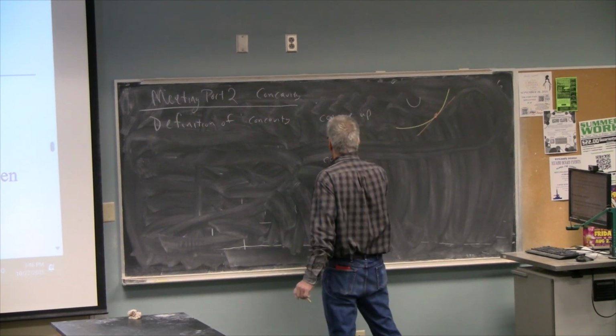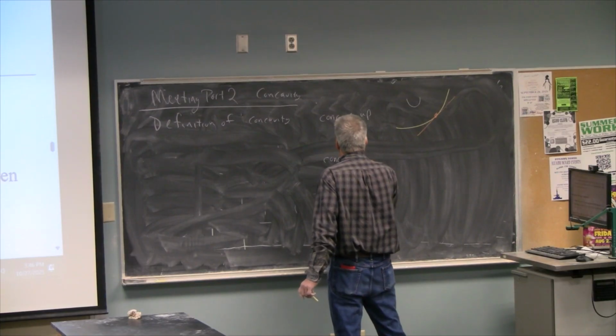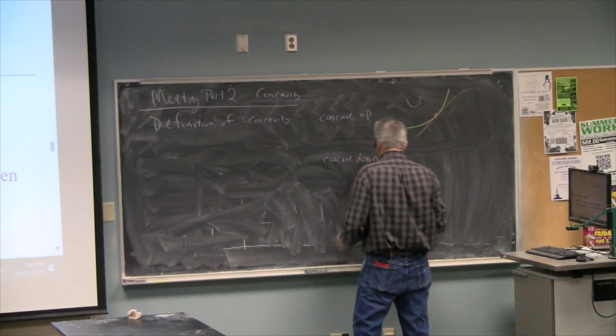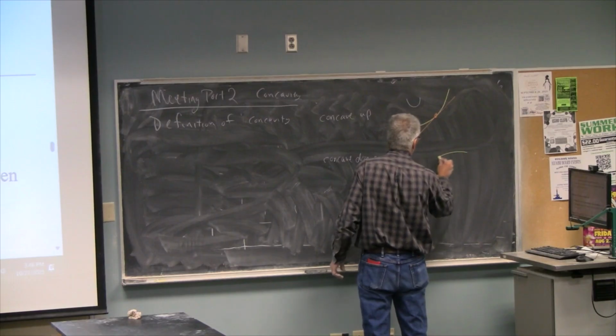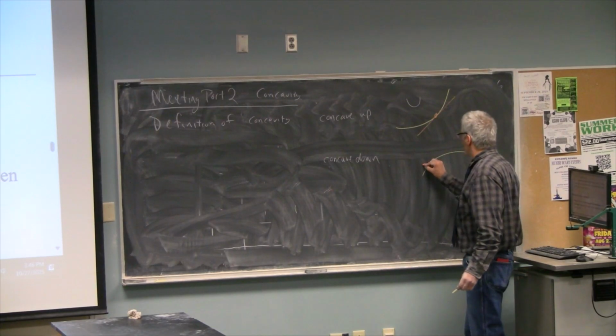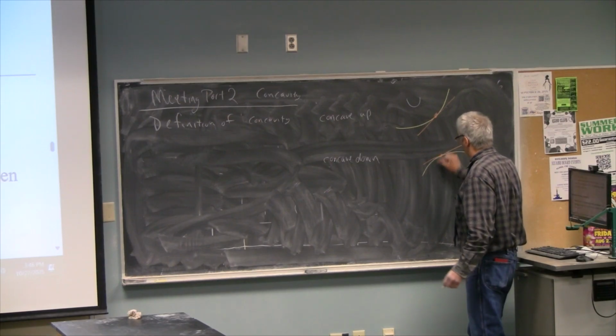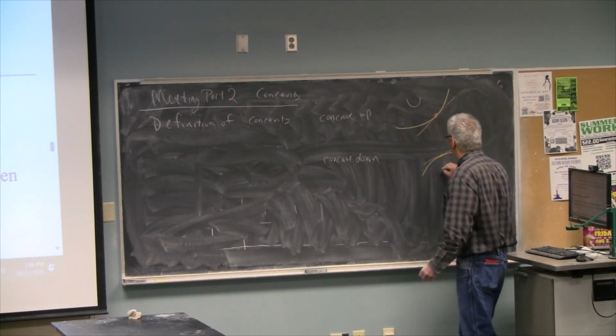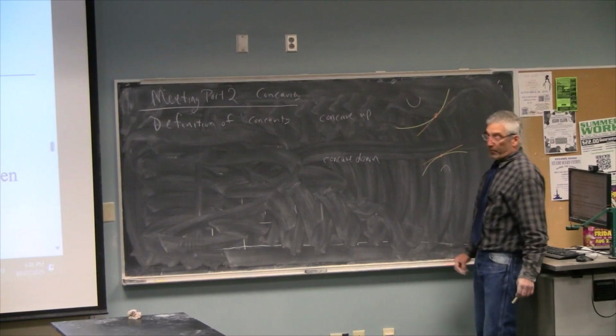Concave down, of course, would be the graph is below its tangent lines. And there's a symbol for this. Also, you can do that, like a bowl that's upside down.